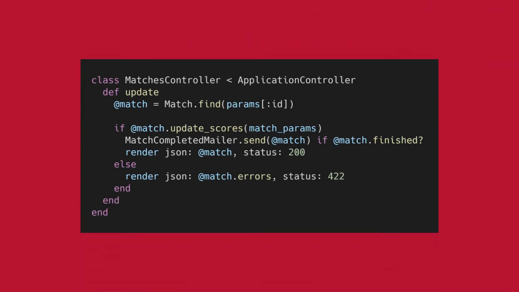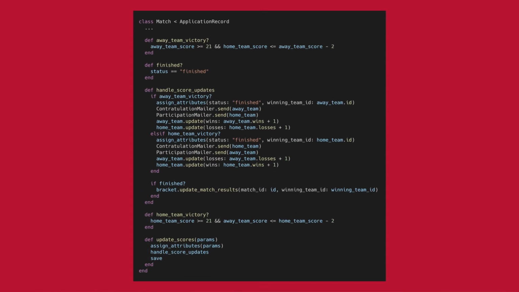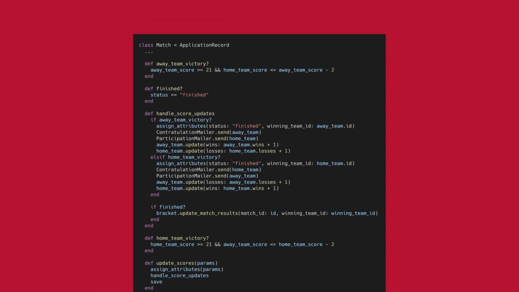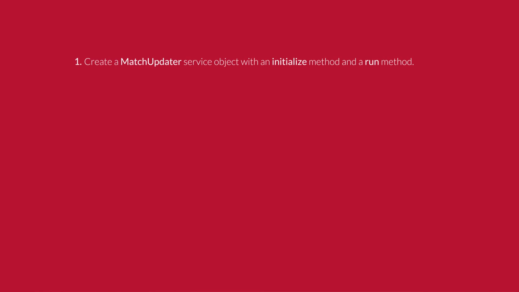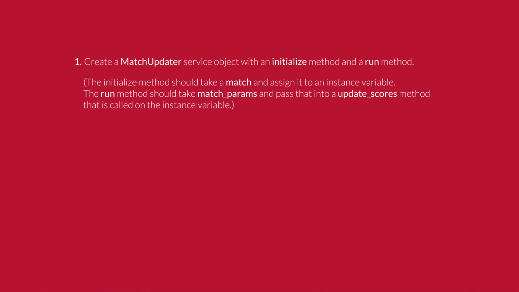Here you see the starting point with our matches controller and the match model. You need to complete the following tasks to implement the use of a service object for containing business logic. 1. Create a match updater service object with an initialize method and a run method. The initialize method should take a match and assign it to an instance variable. The run method should take match params and pass that into an update scores method that's called on the instance variable. 2. Modify the controller to call run on an instance of match updater instead of update scores.